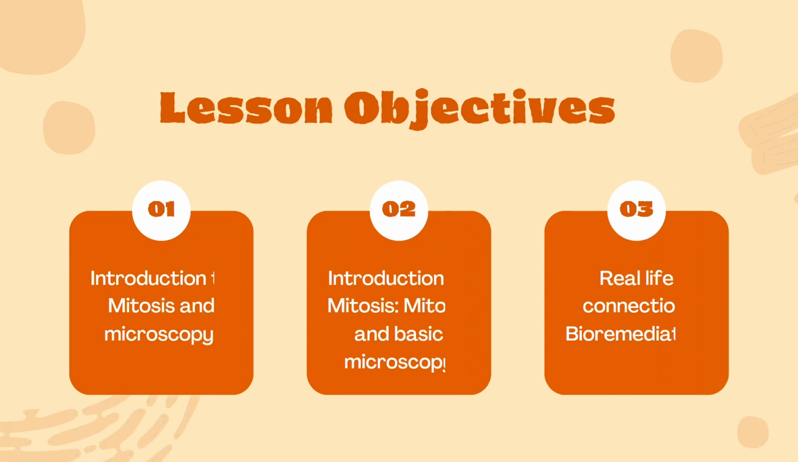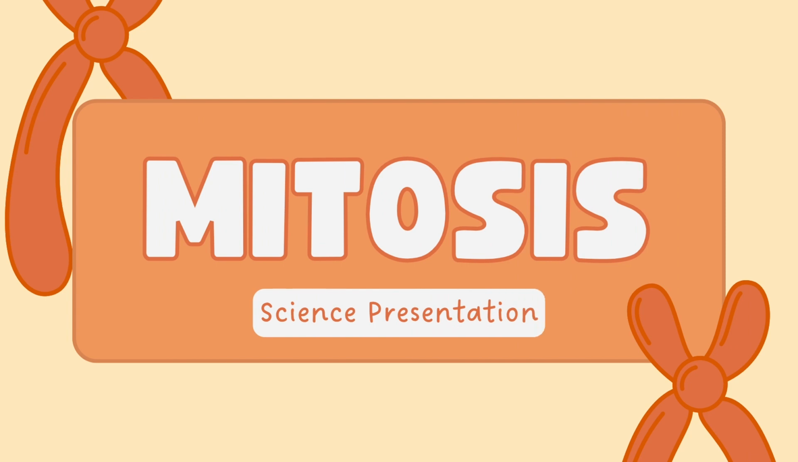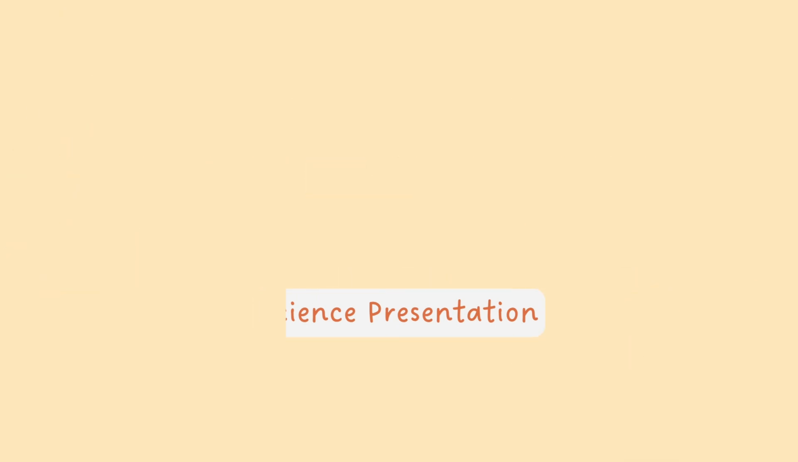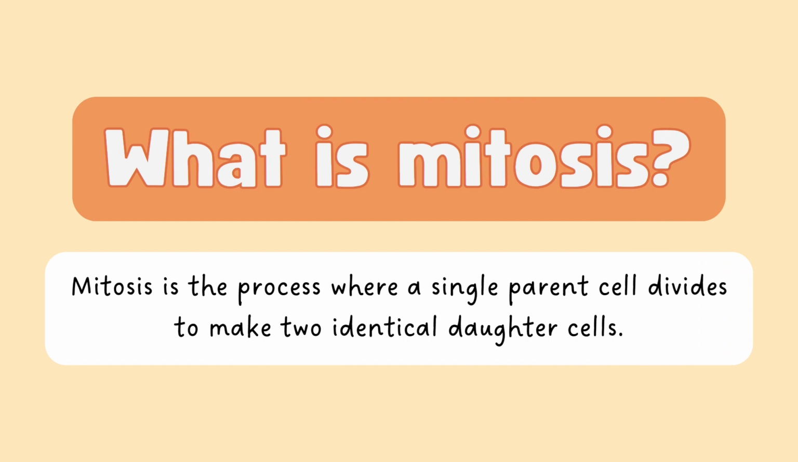Today I'm excited to take you on a fascinating journey into the microscopic world, focusing on mitosis and the compound light microscope that allows us to explore it. Mitosis is a cornerstone of cellular biology, pivotal for organism growth, tissue repair, and genetic consistency across somatic cells. It's a process where a single cell divides to produce two genetically identical daughter cells, each containing the same number and type of chromosomes as the parent cell.